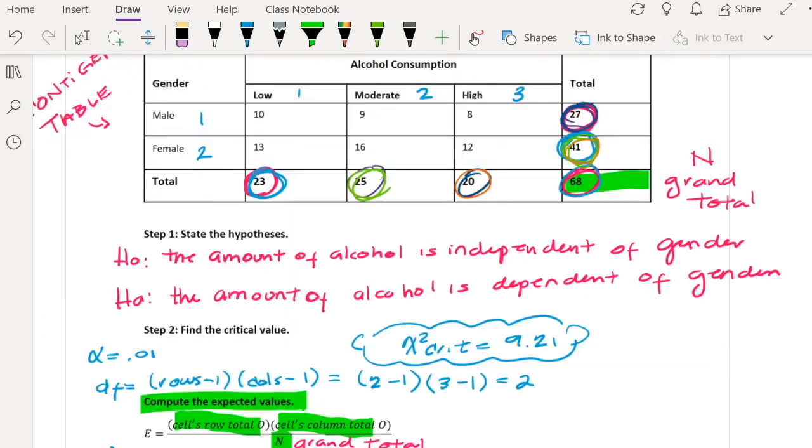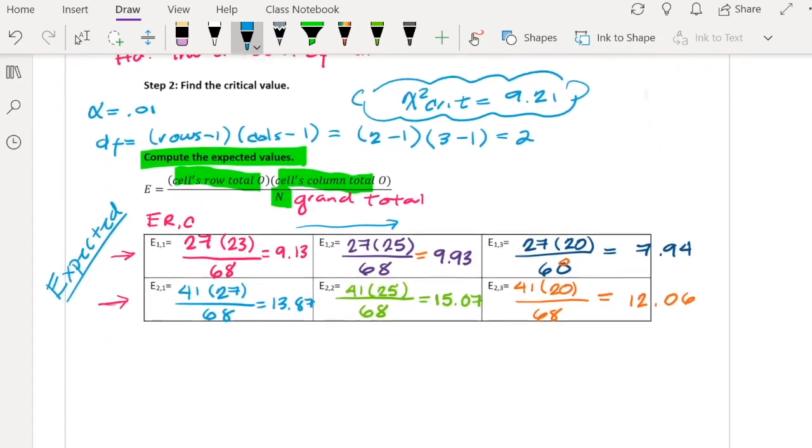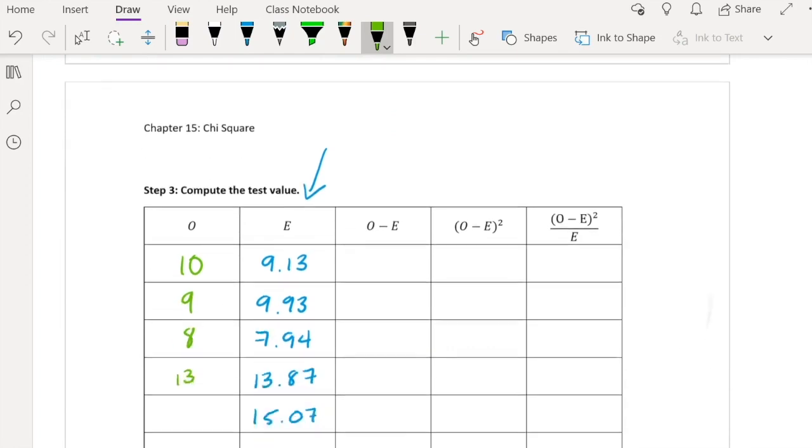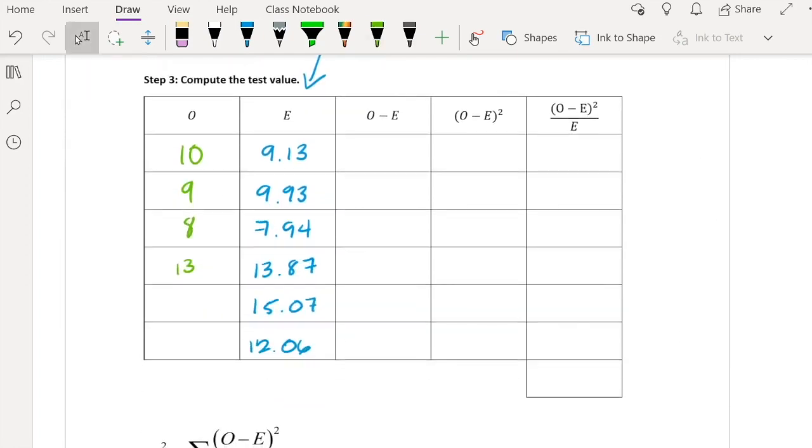So now I want the observed values, and that's actually from the first contingency table. So these are the observed values. And I'm just going to go the same way, I'm going to go this way. 10, 9, 8. Let's change the color. 10, 9, 8, 13. Let's do this. 16, 12.